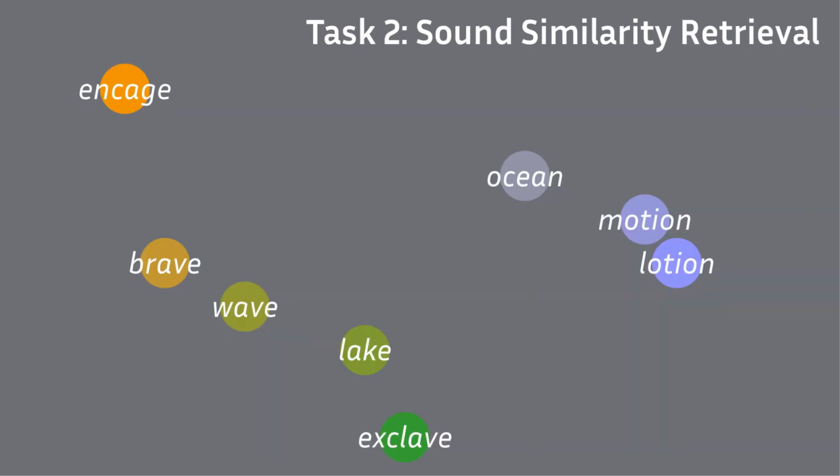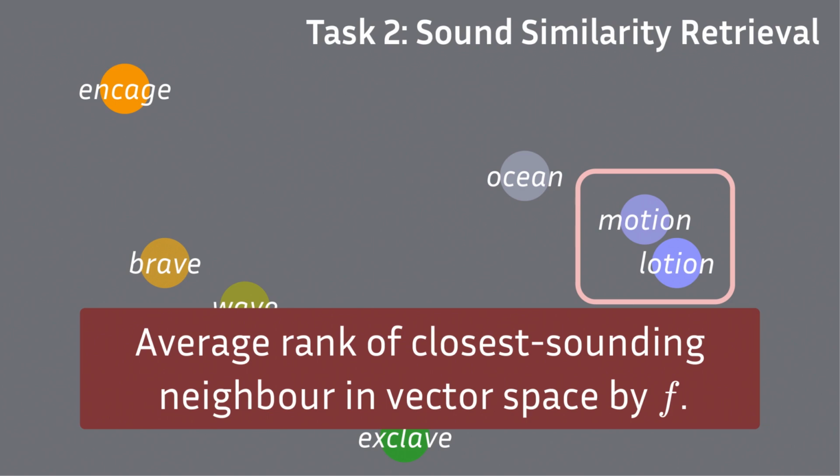The second task is closely related to the first one. Recall that we can imagine each embedding being a point in space. When we focus on a single point, such as motion, then we can expect words that have similar properties, such as that they sound the same, to be close to it. In this case, lotion is the nearest neighbor because the pronunciation of motion and lotion is very similar. On the other hand, words that sound very differently, such as brave, are far away. To capture this desired behavior as a task, we compute the average rank of the closest sounding neighbor.